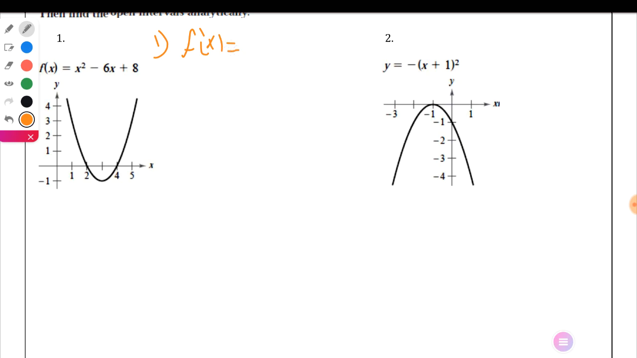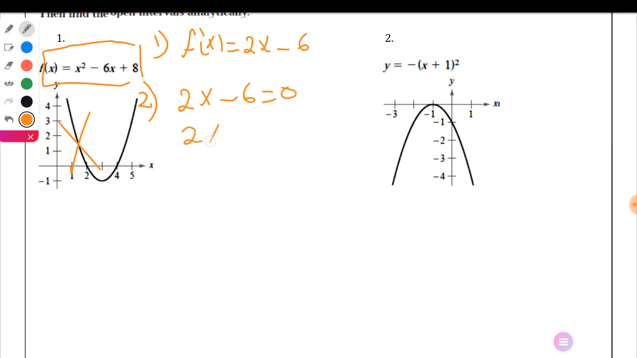I told you in the revision, I wrote, find the derivative. Differentiate. What is the derivative? 2x minus 6. Second step, find the critical number. Why do you do this? If we don't have the graph, I have only the rule. Now, find the critical number by equating the derivative to 0. So, 2x equals 6, which implies x equals what? 3 is the critical number.